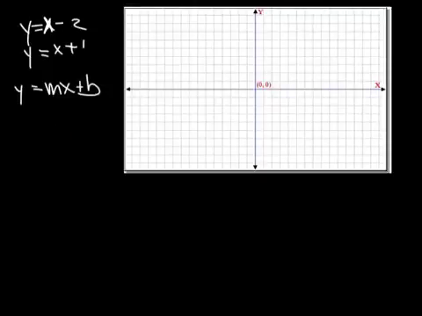Now notice what we've got here. The number in front of the x is 1. The number in front of that x is 1. So that means that the slopes are the same, right? They're both 1. Well, whenever you have a slope that is the same number, that means there is no solution set to this.